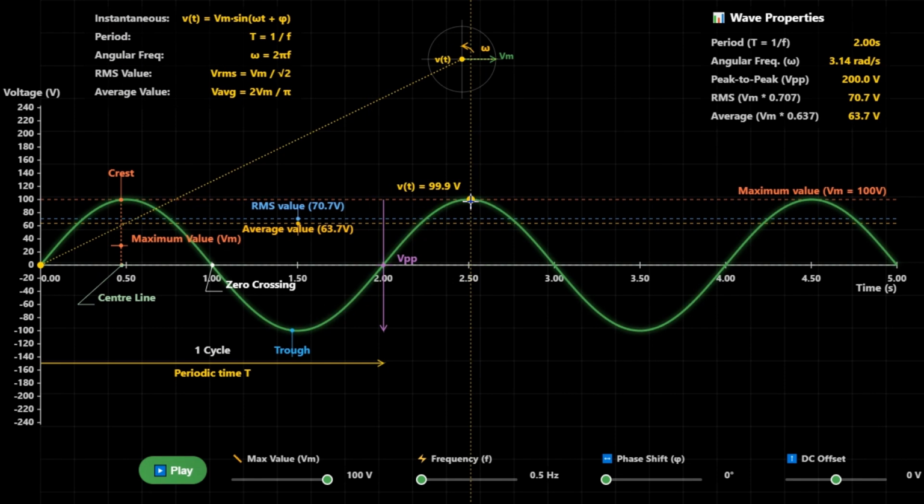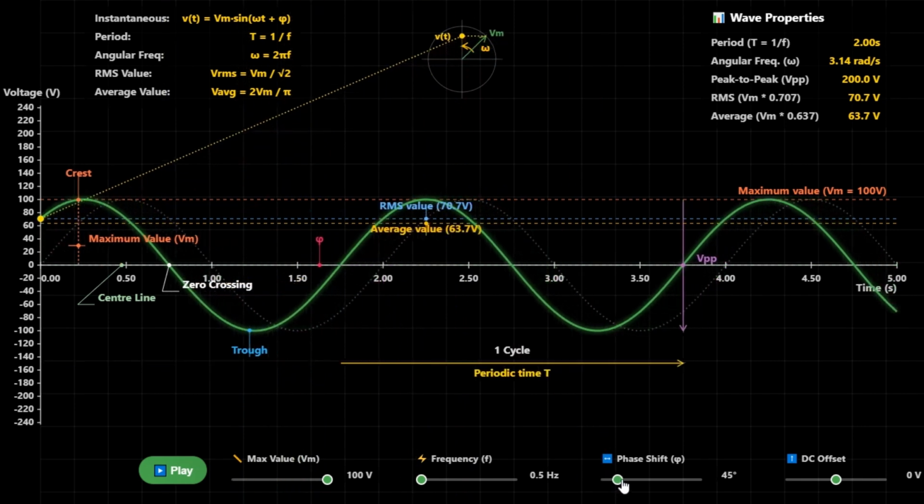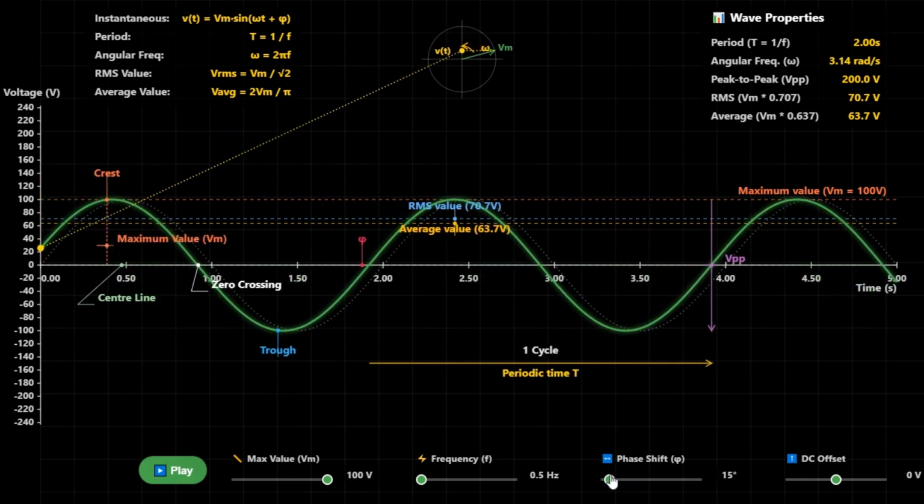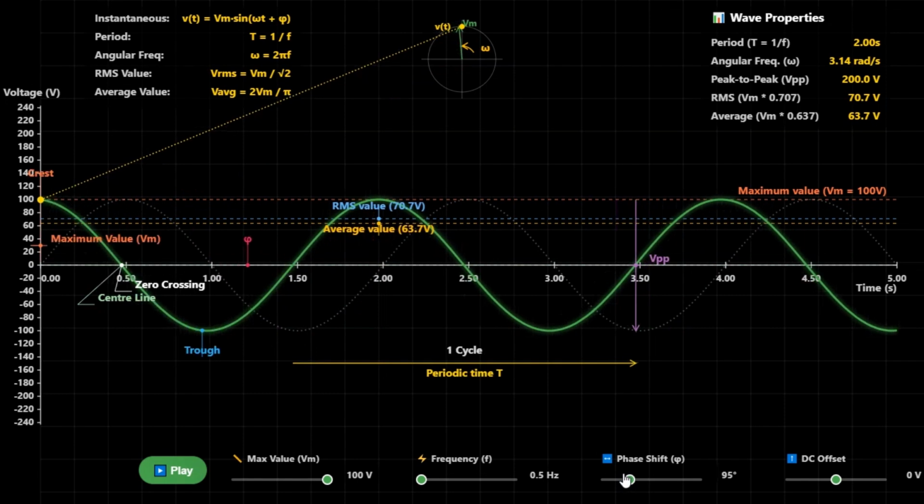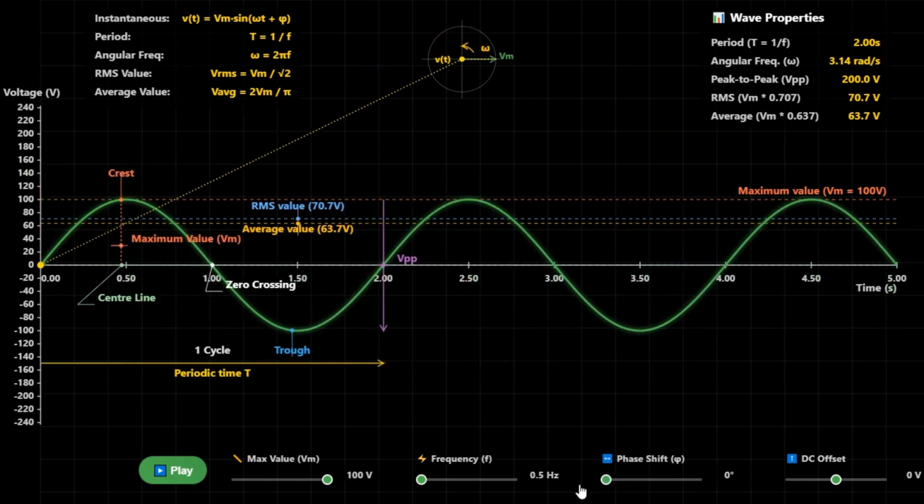Then next is phi or phase. Phase describes the horizontal shift of the wave. So let's say if we shift this like this, it is called phase shift or phase. It is measured in radians or in degrees. Here we can see this phi represents phase shift.